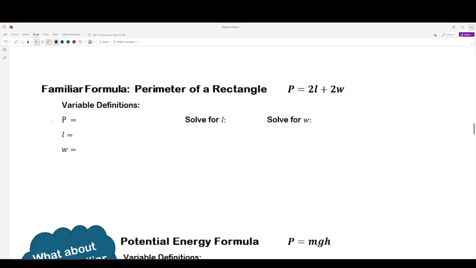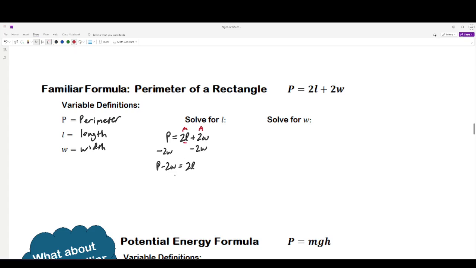Perimeter of a rectangle: P is perimeter, L is length, W is width. Solve for L. So we have P equals 2L plus 2W. Here, identifying our operations that have happened to L: L is our focus, that's what we want by itself. We've multiplied and we've added something. So in reverse order of operations, we would first subtract 2W from both sides. We get P minus 2W is equal to 2L. Now we need to divide by 2.